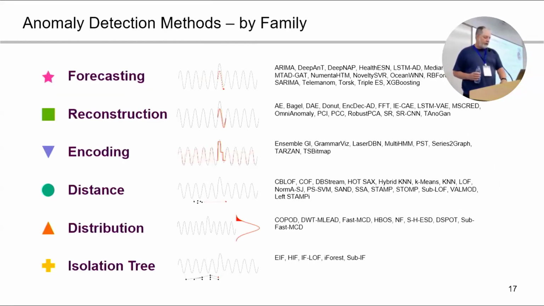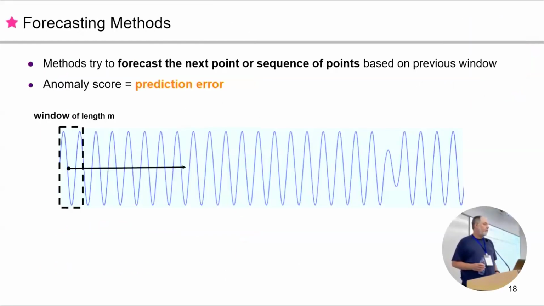But one body of techniques in anomaly detection for time series is based on forecasting, right? You basically fit a model. What all anomaly detections do is they score.